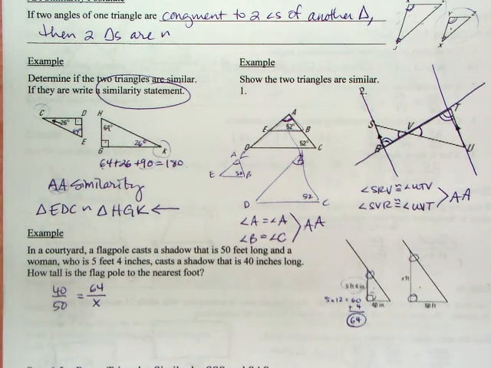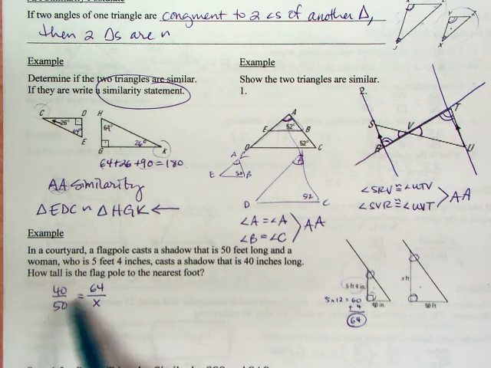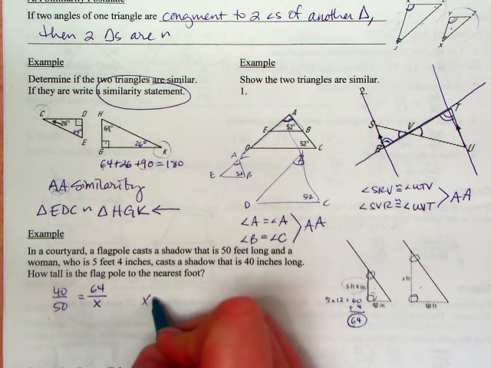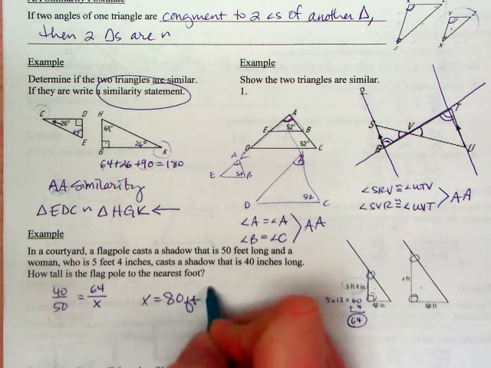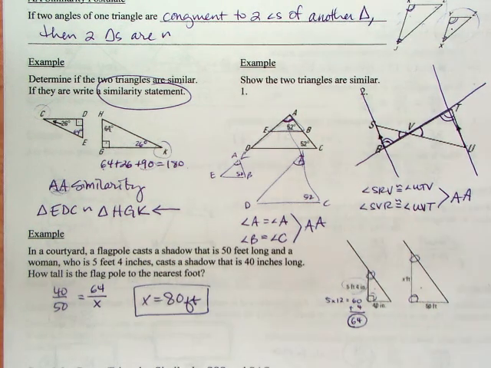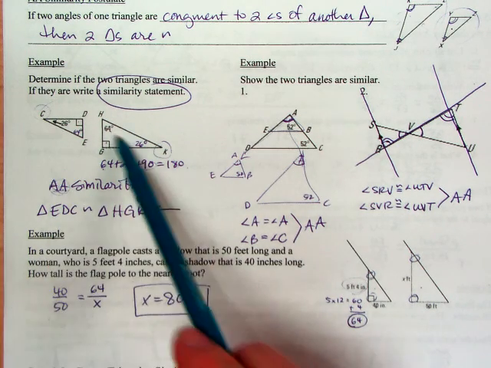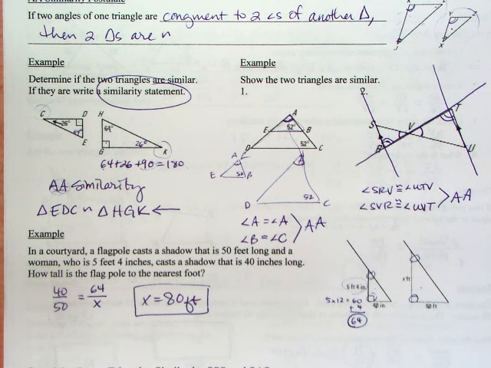So let me grab my calculator. Doing a little cross multiplying and dividing. 50 times 64, and then divided by 40, gives me a flagpole height of 80 feet. So a little similar to what we've been doing, matching up sides, setting up proportions. Also going to add to the mix today the AA similarity. If you can find two angles that are congruent, then those triangles will be similar.